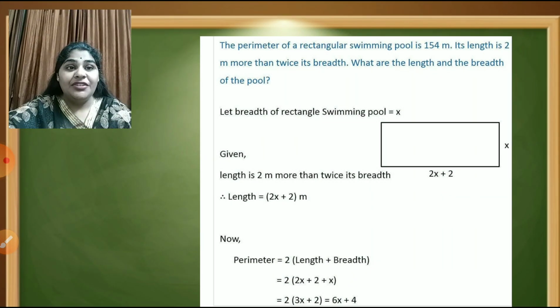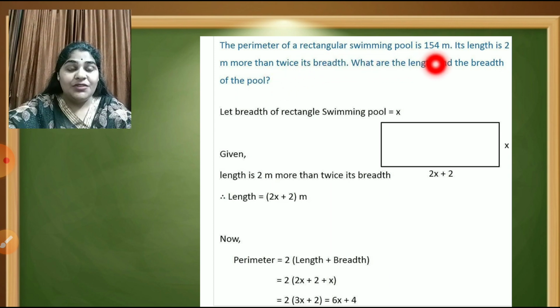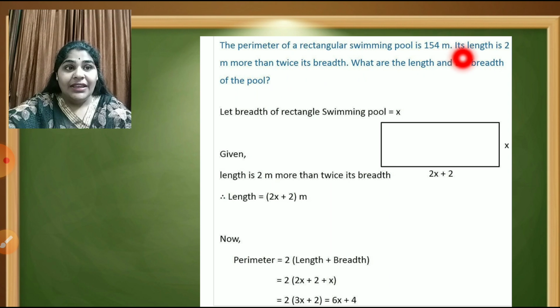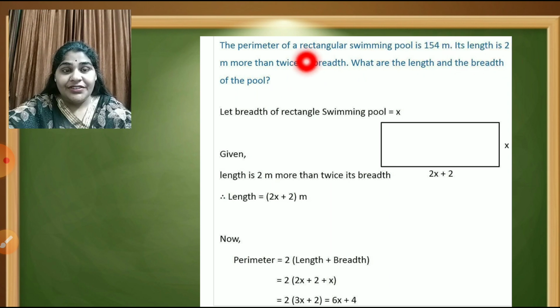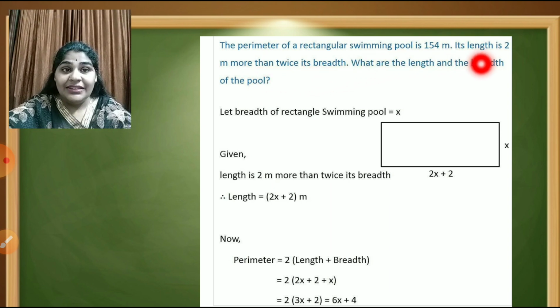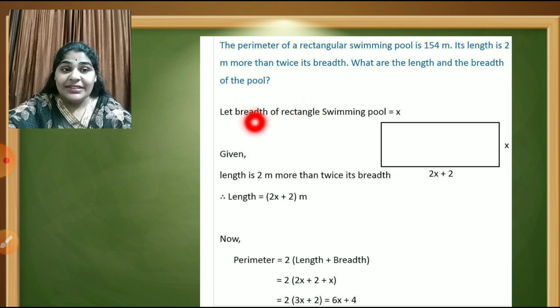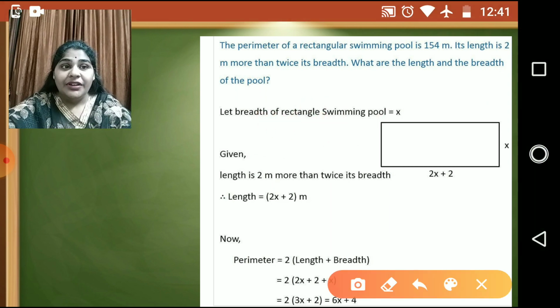The perimeter of a rectangular swimming pool is 154 meters. Its length is 2 meters more than twice its breadth. Now the length is 2 meters more than twice the breadth. We don't know how much the breadth is, so let us consider the breadth of the swimming pool as x, right?